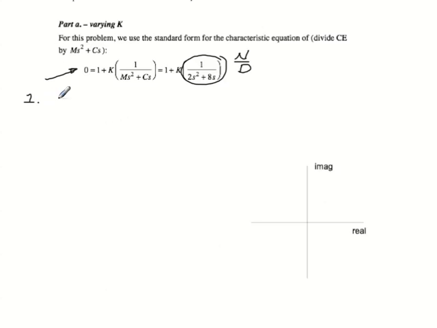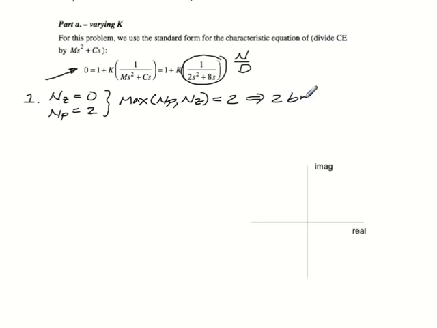Rule number 1. Here we have the number of zeros equal to 0. The number of poles, it's second order for D, so that's 2. So we know that we need to look at the maximum of NP and NZ. And the maximum of those two, which is 2, tells us the number of branches that we need to expect. No surprise being that this is a second order transfer function.